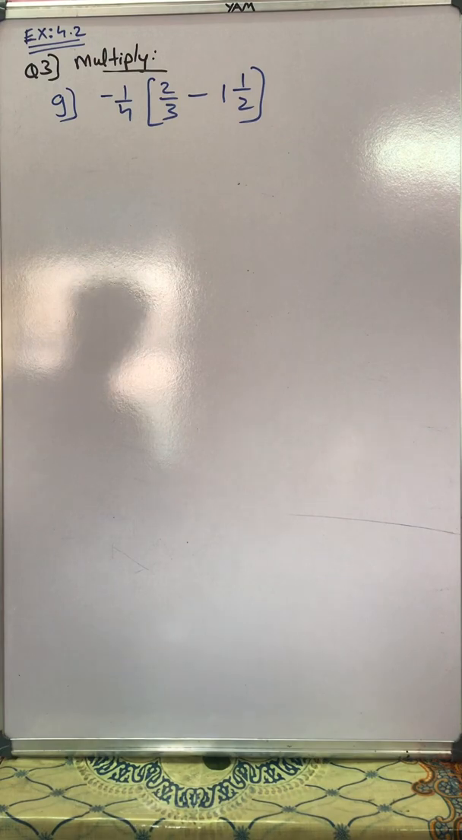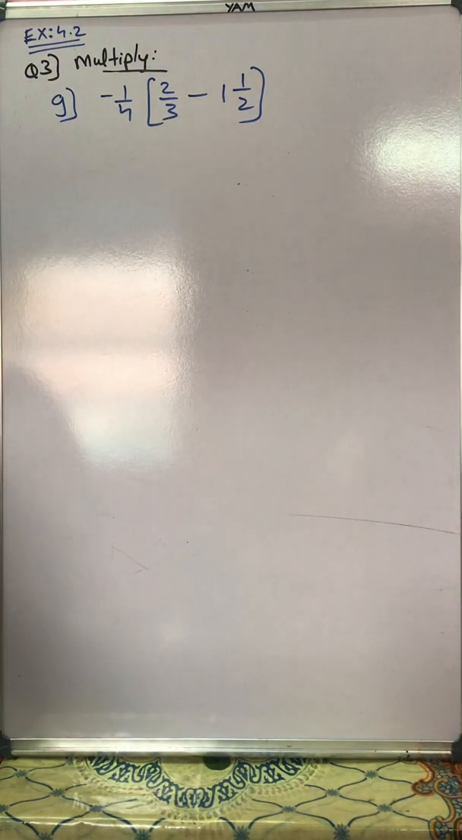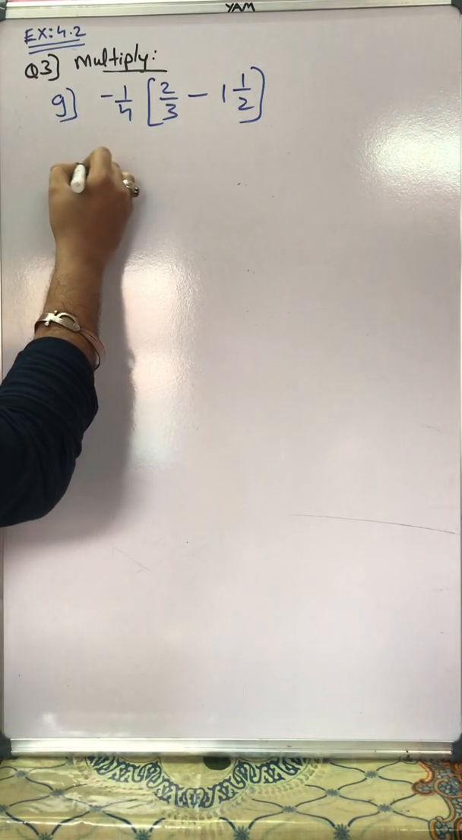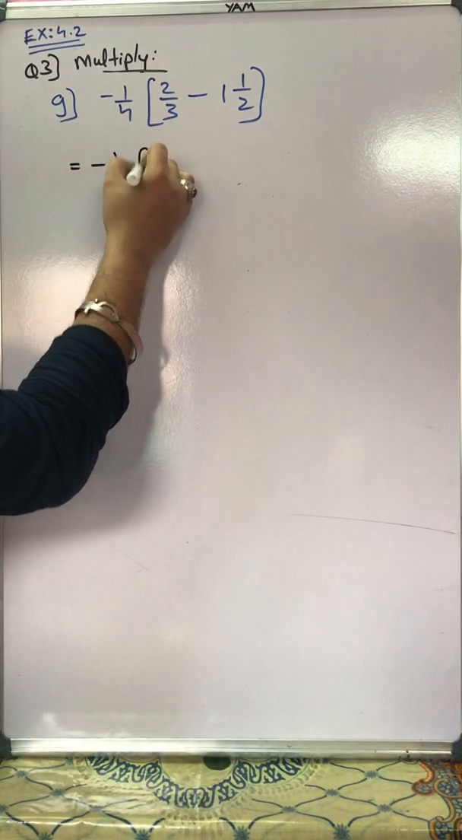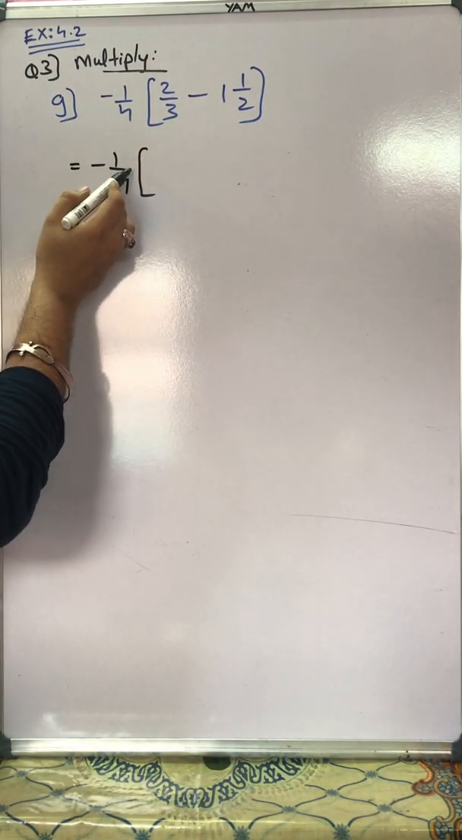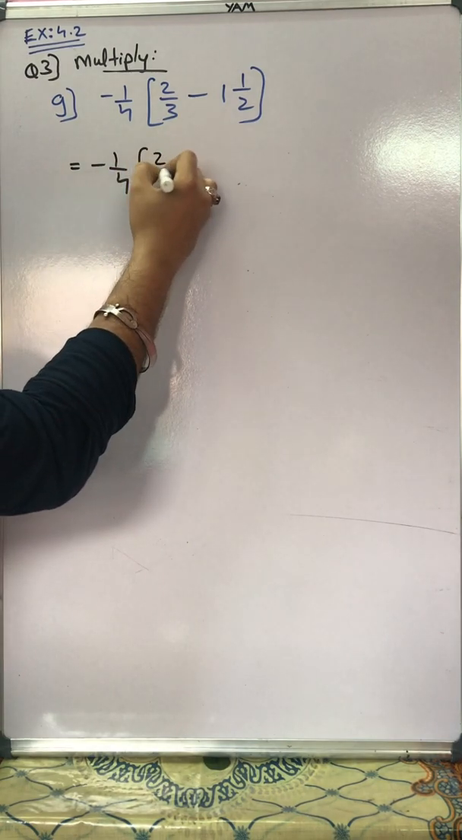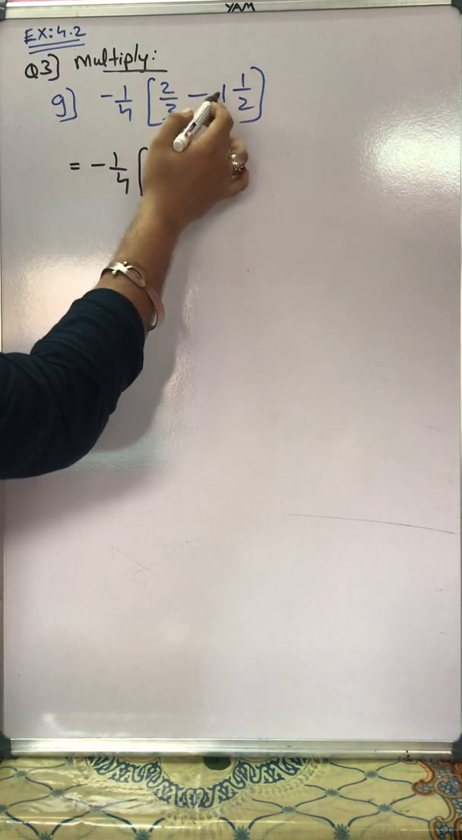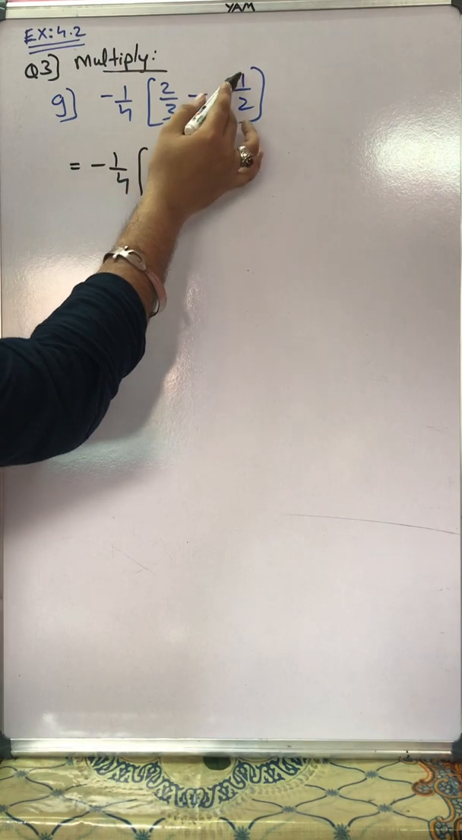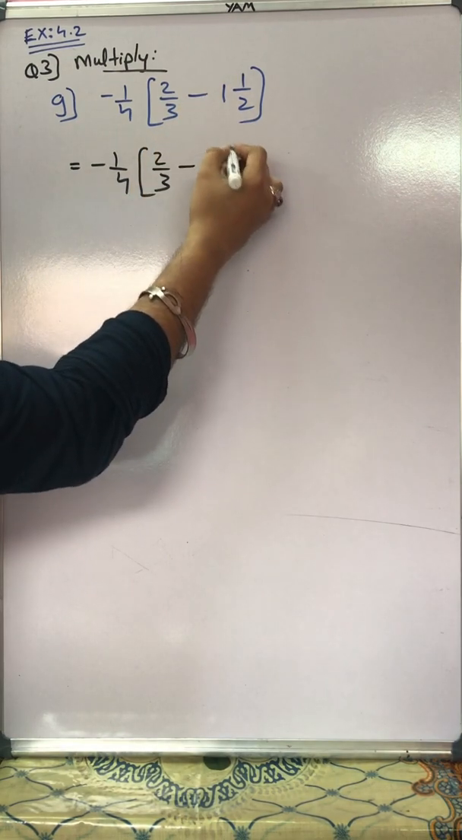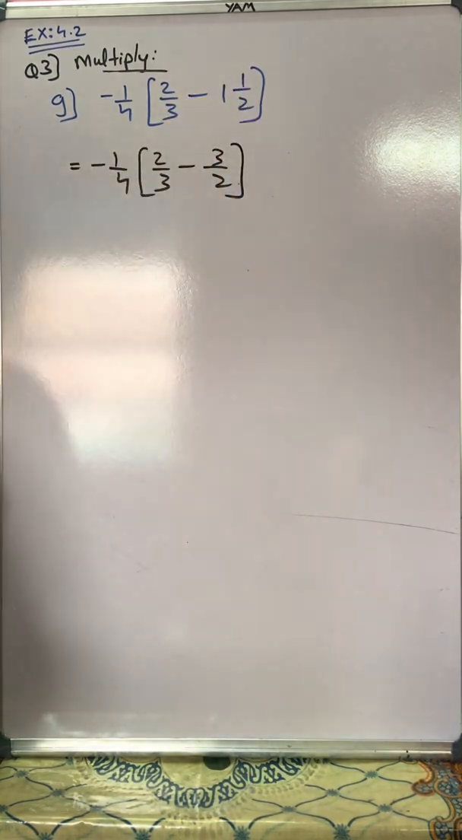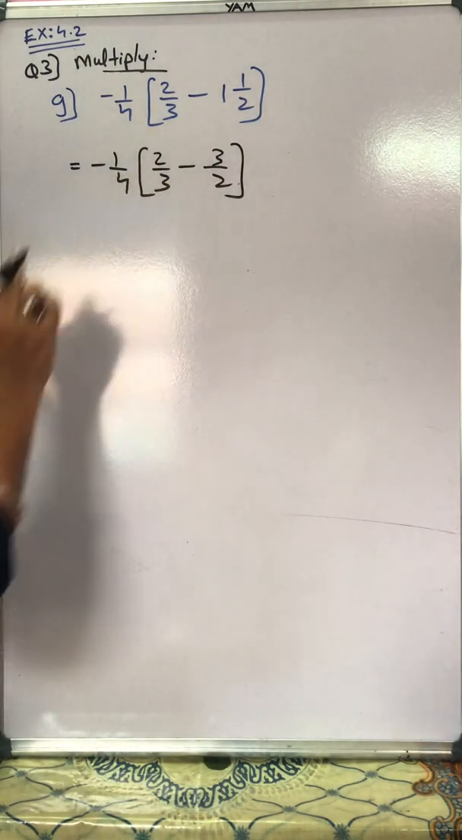Now students, we have on the board sub question G. Same, we have to do multiplication. So now minus 1 upon 4 copied as it is. There is no sign here, that means it's multiplication. Here 2 upon 3 minus as it is. It's a mixed fraction. So 2 ones are 2 plus 1 becomes 3 upon 2. So I just converted the mixed fraction into a fraction over here.